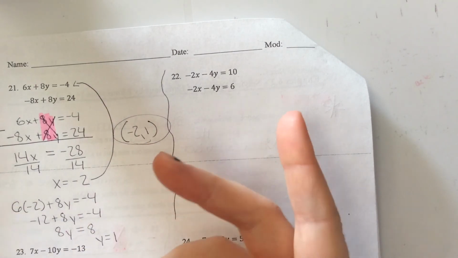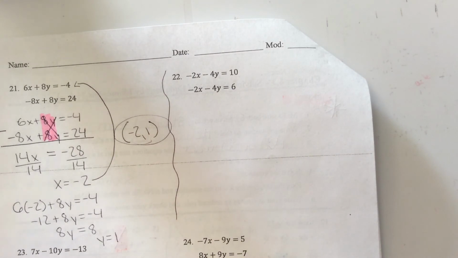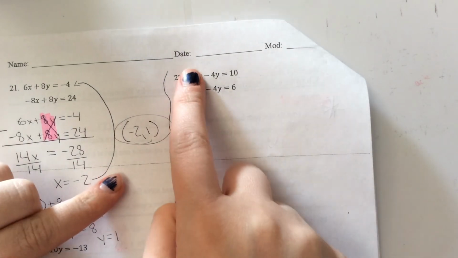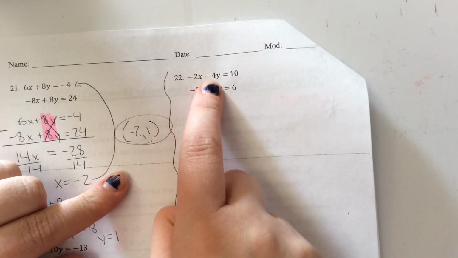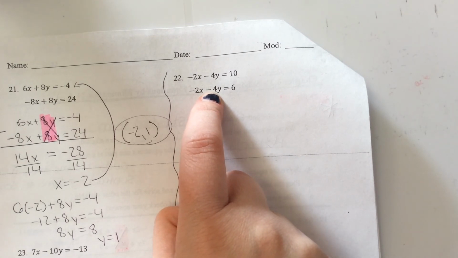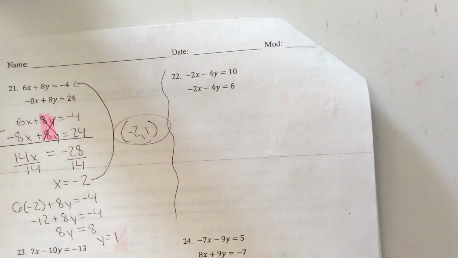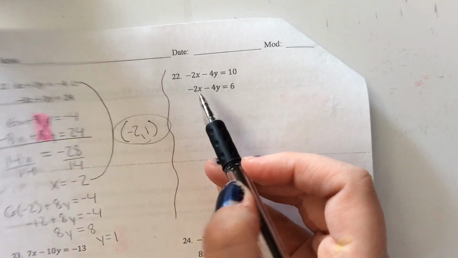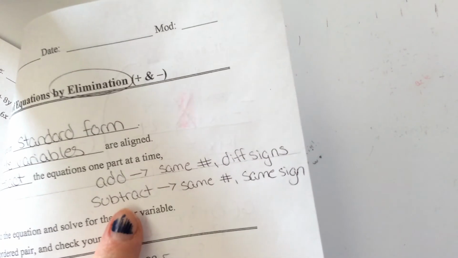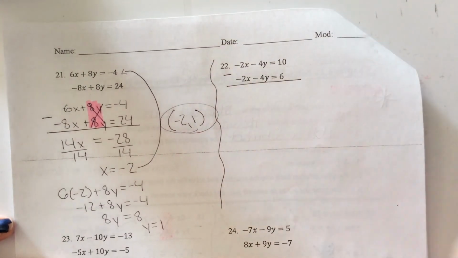You have to look, first of all, for which variable has the same number with either the same sign or a different sign. But you want to find the one that has the same number at least. The x's both have 2, and the y's both have 4. So that's okay. Just follow your steps. In both instances, it's the same number with the same sign because these are both negative and these are both negative. So what did we say in our notes to do when you have same number and same sign? Subtract. Okay, so we're going to subtract these two equations.